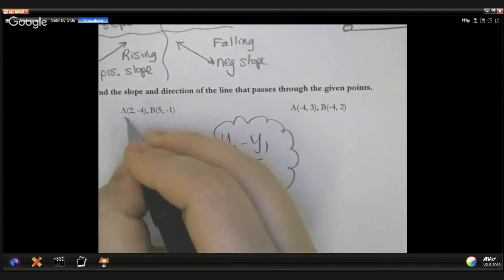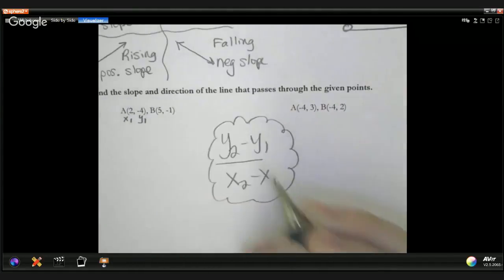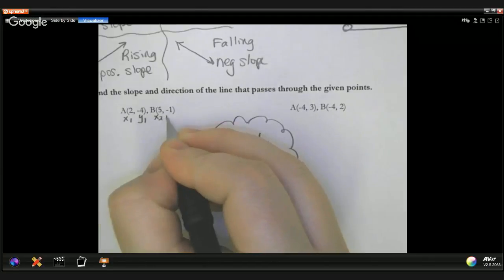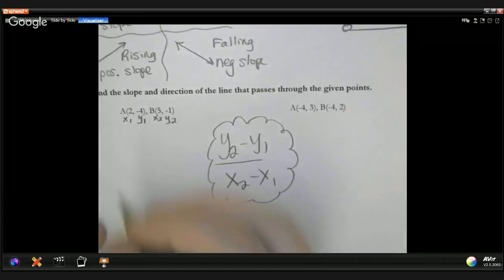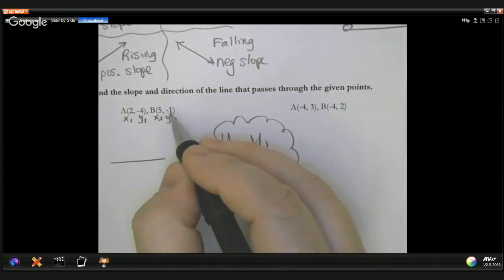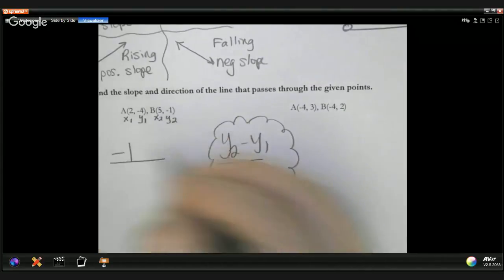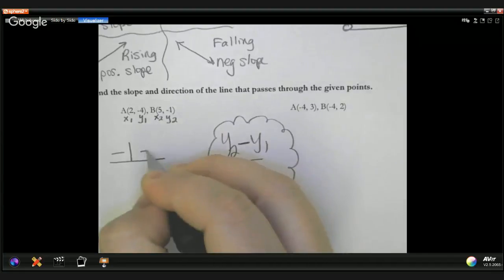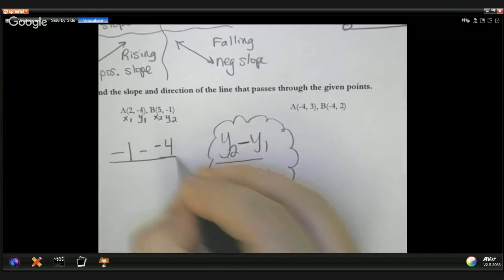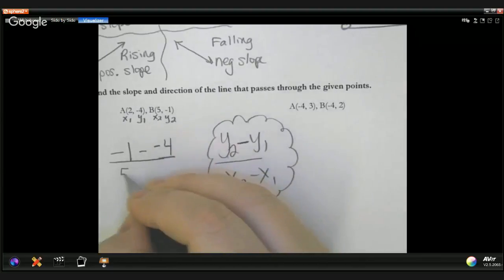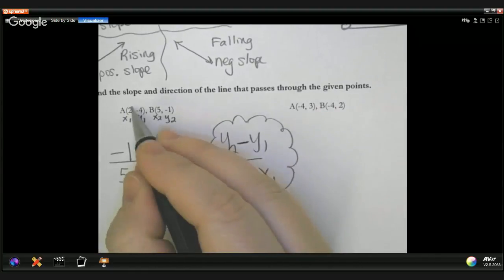And so I have x1, y1, x2, y2. One thing you need to make sure is that it's not x, x, y, y. It's always x, y, x, y. And so I plug it in my formula. y2 is negative 1 minus y1, negative 4. And then x2, which is 5, minus x1, which is 2.